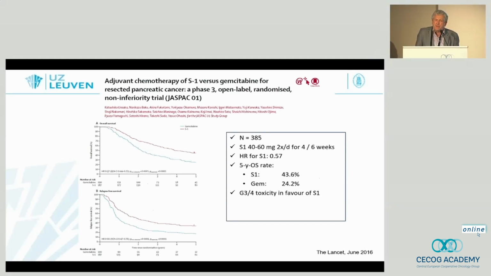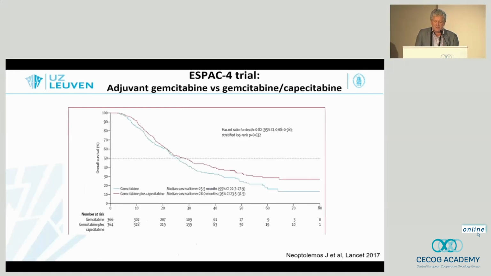Japan went a completely different way, and this data from Japan with S-1 has always been very interesting. It has never been repeated in the West. There were some attempts at a certain moment and some discussions to do an adjuvant trial with S-1. But what our Japanese colleagues have demonstrated is that at least in Japanese patients, S-1 improved the outcome compared to gemcitabine. And this became the standard for a long time in Japan.